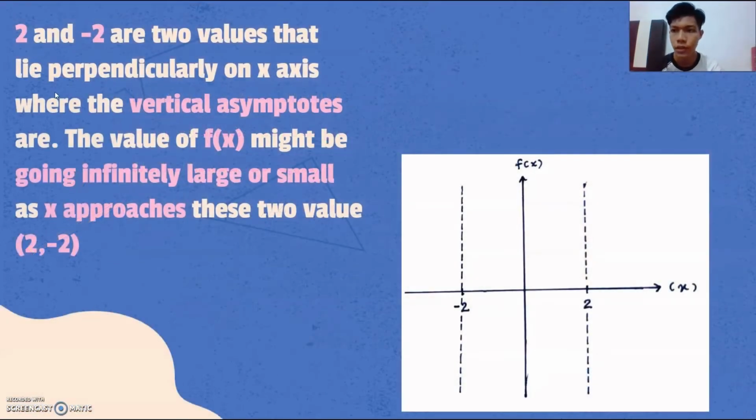These two values, which are 2 and negative 2, are the values on the x-axis where the vertical asymptotes lie perpendicularly. The value of the function might go infinitely large or small as x approaches these two values. You can see the vertical asymptotes lie perpendicularly along the x-axis. Now I will pass it down to my friend Munjahau.